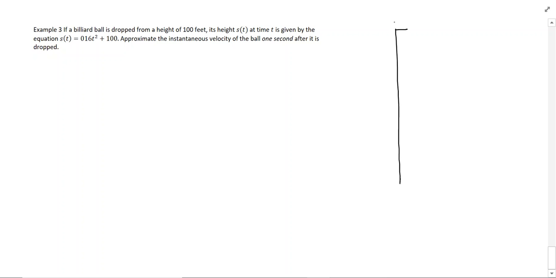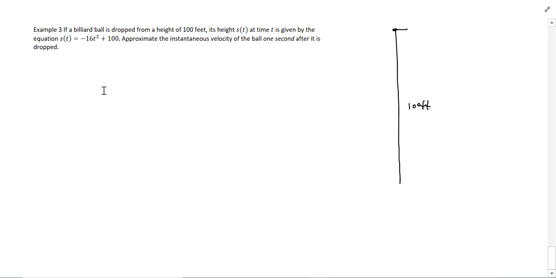So a billiard ball is dropped from, let's say this is a building, okay? And so it's dropped from a height of 100 feet, right? And we have a formula for its distance from the top of the building, okay? So the ball is initially dropped here, time t equals 0, it's dropped, okay? And its height is given by, oh, this is supposed to be a negative 16, excuse me. Negative 16, t squared plus 100.